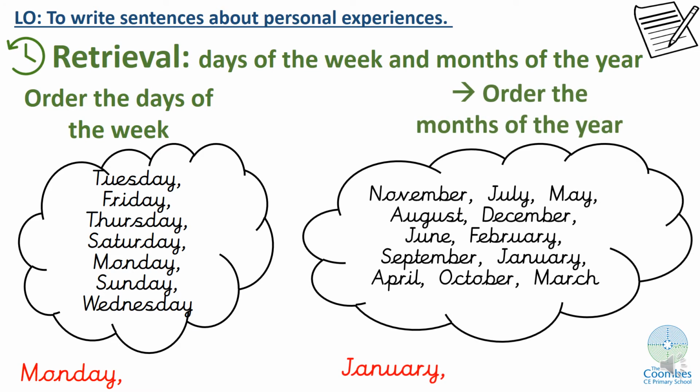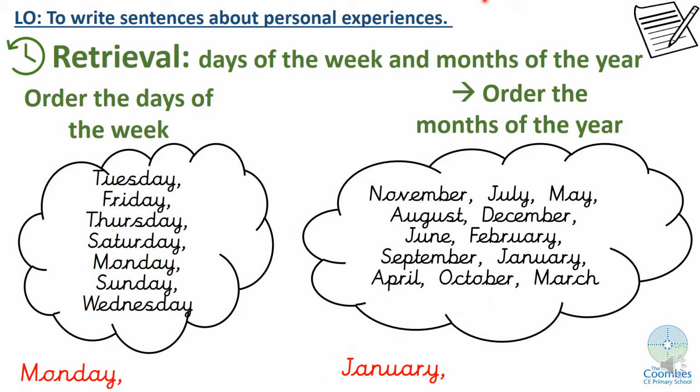If you want a bit more of a challenge, you can also order the months of the year. So you all have to do the days of the week, but if you want to challenge yourself, you can do the months of the year as well. So we've got here November, July, May, August, December, June, February, September, January, April, October, and March. And you need to put them in the correct order, starting with January.